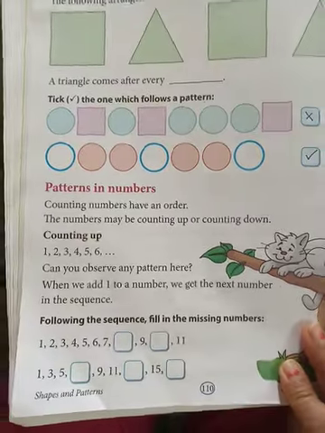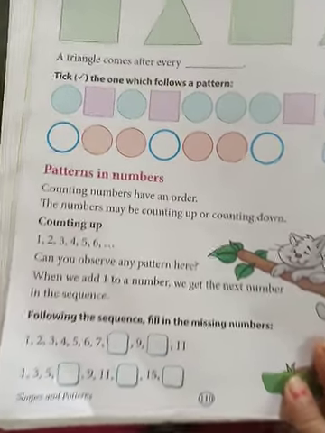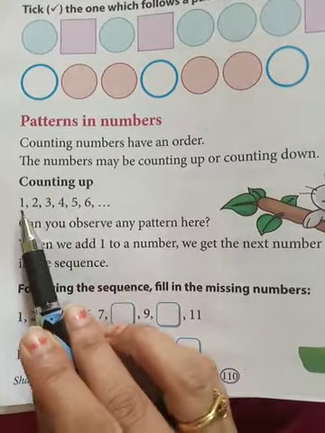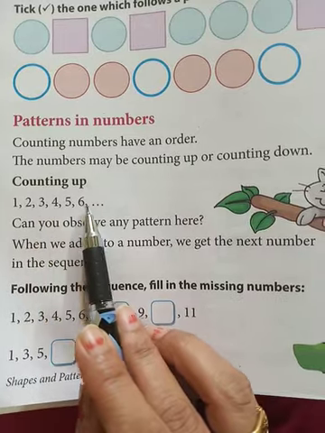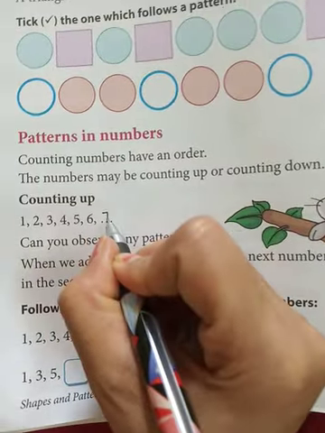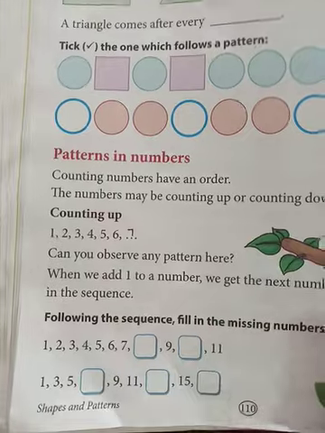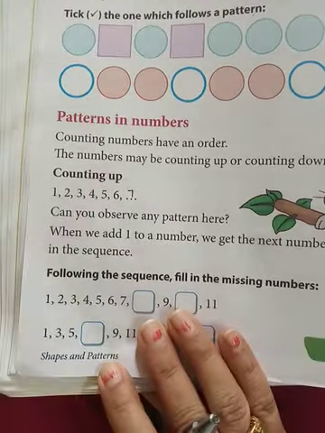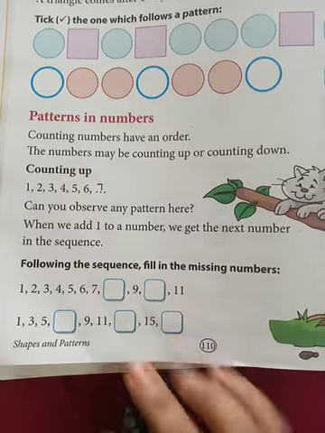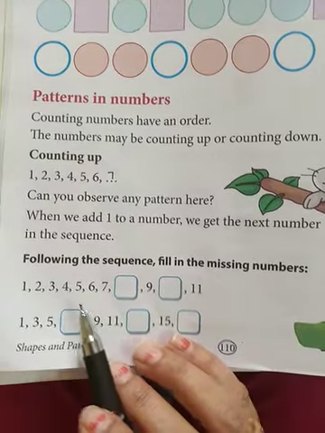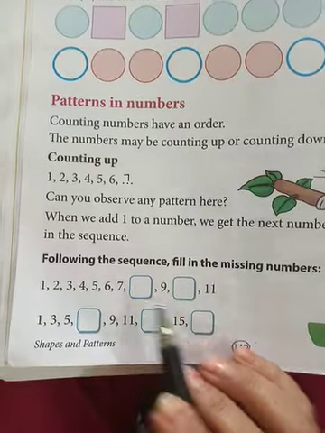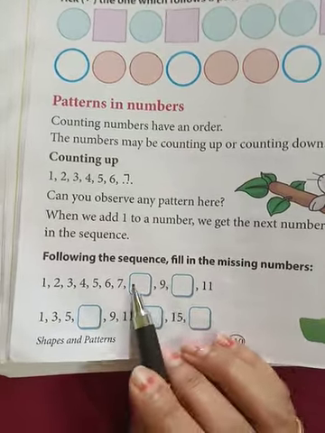Okay, now let us again do patterns in numbers. So see, it can be like this also, counting up. It can be a simple counting. See, 1 2 3 4 5 6. You can write here 7. So this can be equal counting also, simple counting. Now let us see this one. Following the sequence, fill in the missing numbers. So you will check first which pattern we have to follow and then we will write down numbers in these blanks.